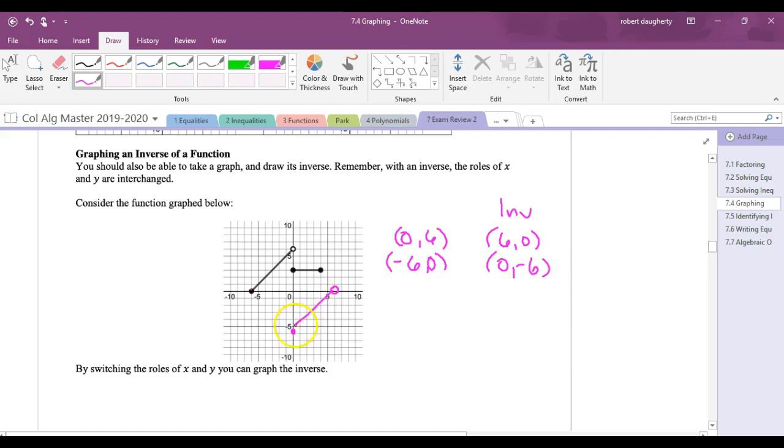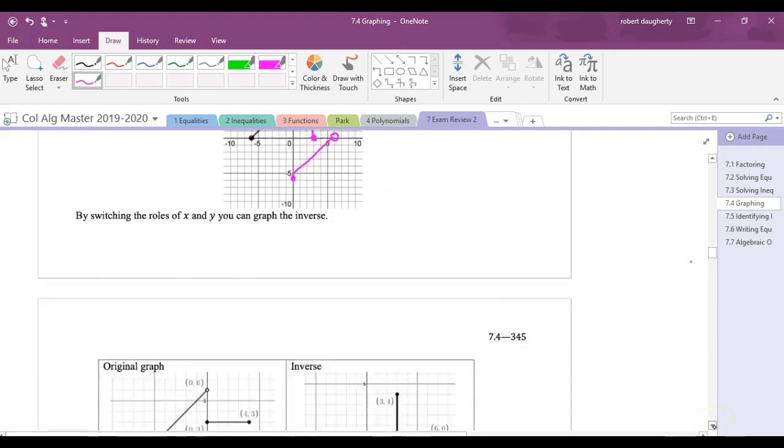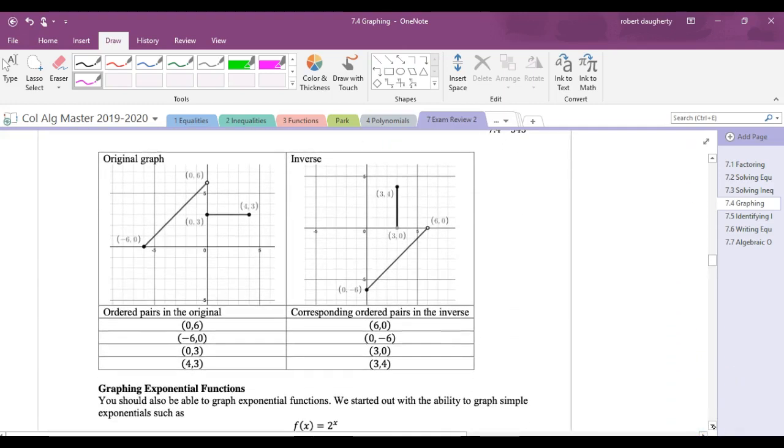And there was a line connecting those two. Then you look at the horizontal component there. That was (0, 3). So if I've got a point (0, 3), (3, 0) would be the inverse. And the point (4, 3), the inverse is going to be at (3, 4), which is right here. So there is the inverse of that function. So you basically just switch the role of x and y.